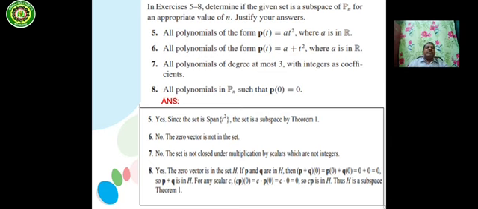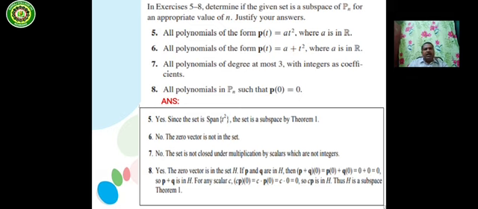Coefficients are real numbers, integers means... So what is the third property? C into u, where c is a real number and u is an integer. So we know that an integer into a real number is a real number, not an integer. That means the third property is not satisfied. So we say that the property is not satisfied.